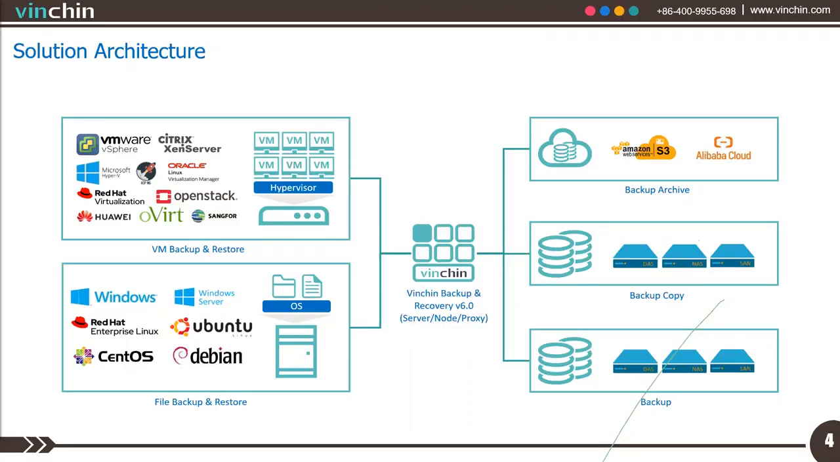On the right side is where the backup data goes. You can have 3 different copies of the backup data. The first one is the original backup. The second one is that you can make backup copies to save a copy of the backup data in another location. The third one is that you can archive the backup data to cloud storages. This is also a new feature on version 6. Okay, this is a brief Vinchin Backup and Recovery solution architecture. The new features mentioned here will be introduced later.